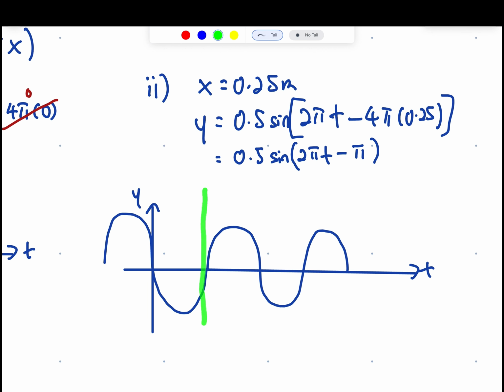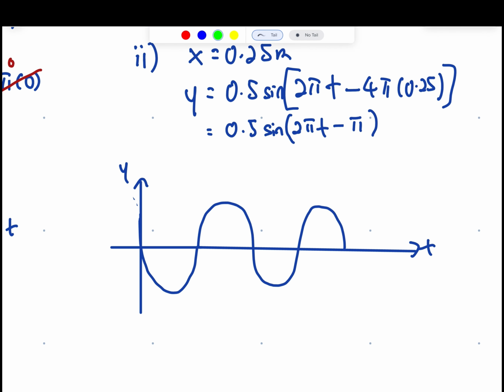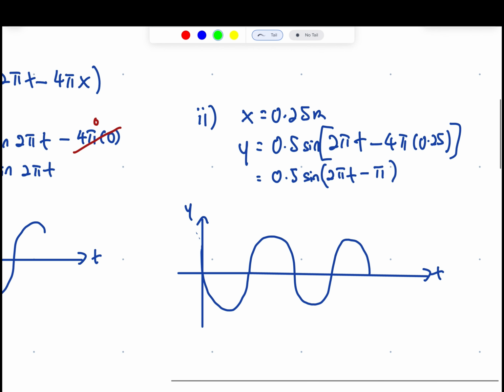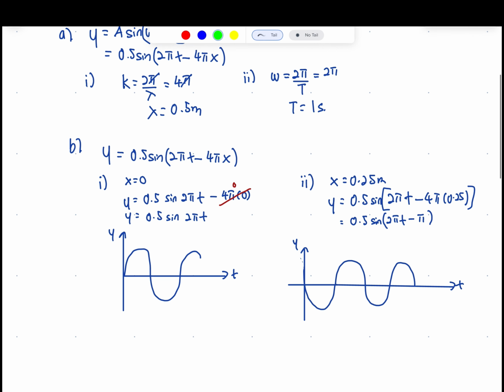So the initial is here. We move to the left by pi. This is our new graph for this equation when x is equal to 0.25. This is the step that I want to explain. Okay, now let's take a look at the next question.